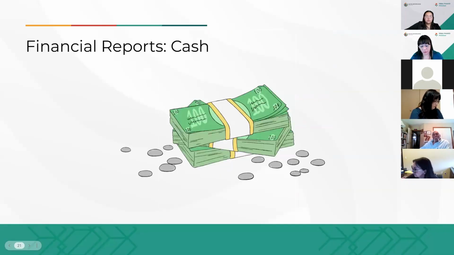So the next report is cash. Your cash report can be different depending on how your tribal finance department actually monitors cash. I haven't actually seen where a nation will use the official cash flow report that you would see in an audited statement.